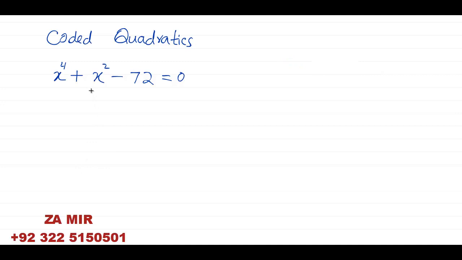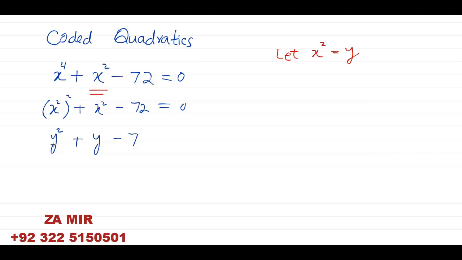So for that, look at this term, which is x square, and let this term x square be equal to y, and plug this into the equation. As we can write this x power 4 like this, x square power x square. So just plug in the value here. This x square will become y, and this square will become y square, and this x square is y, minus 72 equal to 0. Now this is the standard quadratic equation which we normally use to solve.